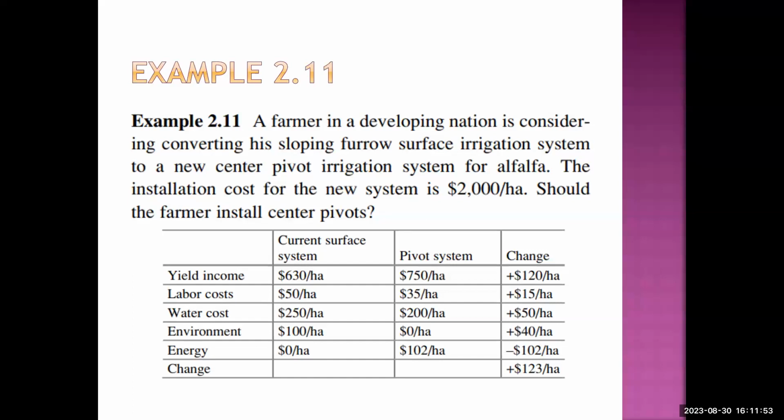Okay, now let's look at the same problem in a developing country. So instead of making $25,000 or $35,000 per year, they pay the irrigators $2,000 per year, or maybe less. So then your labor costs hardly change. So the total change is only $123 per hectare.